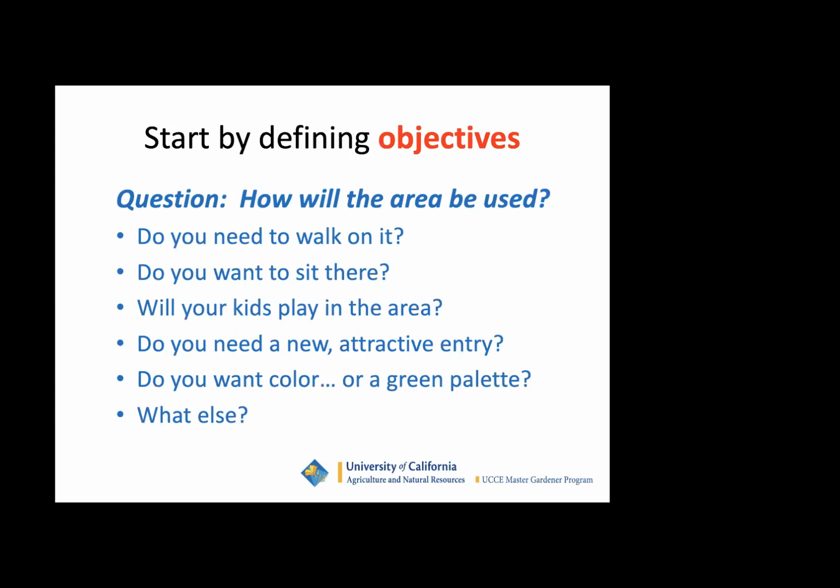Any of the master gardeners in this audience can tell you that starting with your objectives is really, really what's critical. And that is, how will that area be used, right? Do you need to walk on it or sit there, or will kids play there? Do you need a new entry? Are you just looking for color? How is it that you're going to use that space?